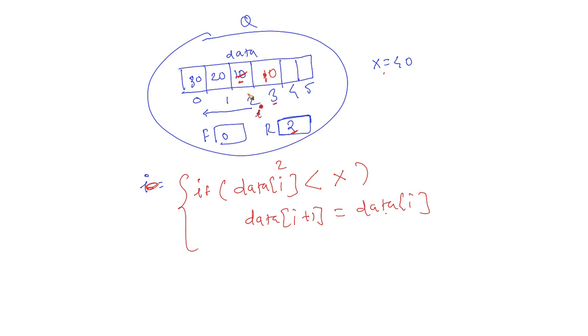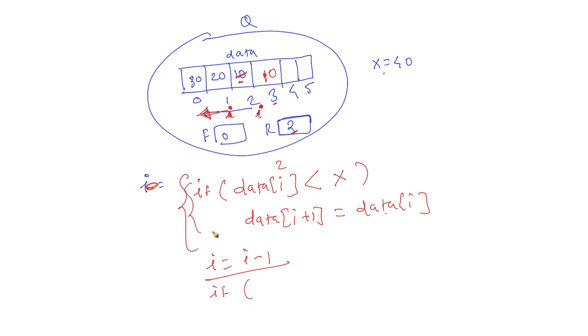Now I'll decrement i. Before that, I'll decrement i by saying i equal to i minus 1, because I am going in this direction. i was 2, now i will become 1. So i is getting decremented. Then again I'll compare.